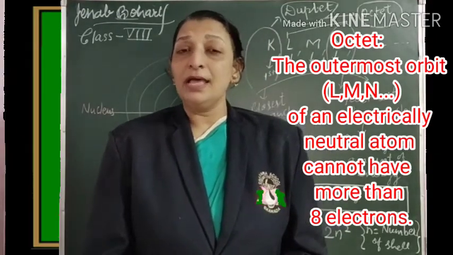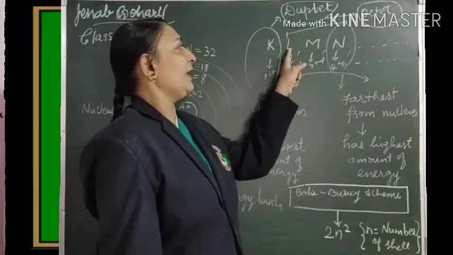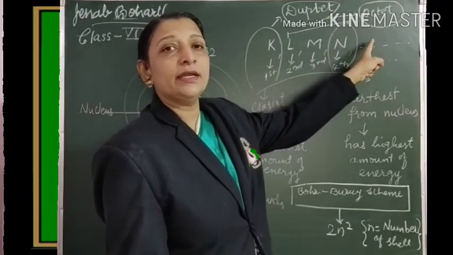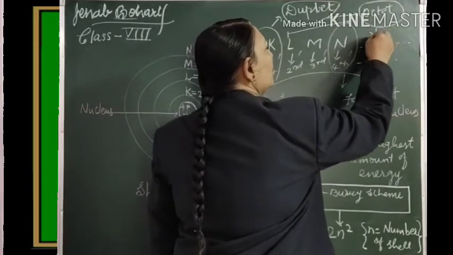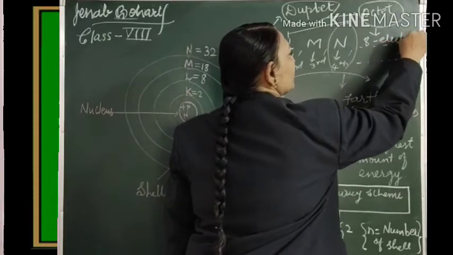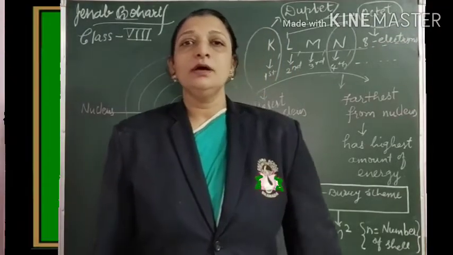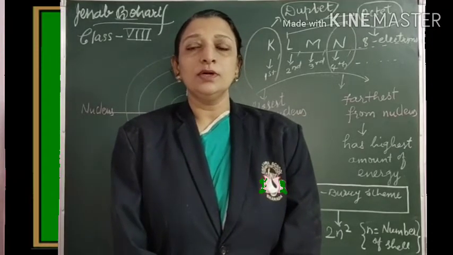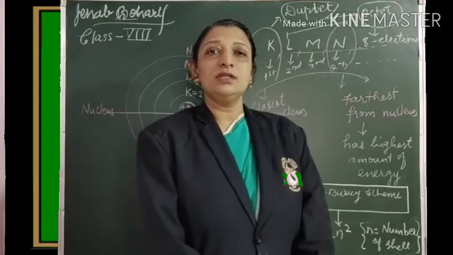And this is called the octet rule. It means the ability of the L, M and N shells is to hold only 8 electrons. Maximum, these shells can hold only 8 electrons, not more than that. Here I am giving you one chart which will help you to learn the configuration of electrons within the shells of an atom.